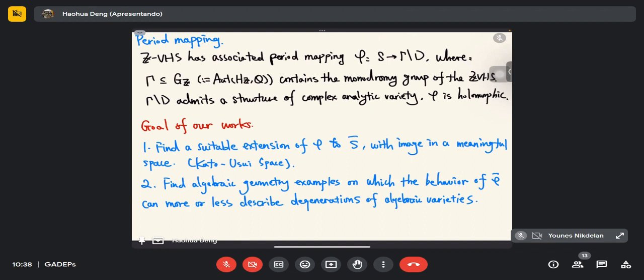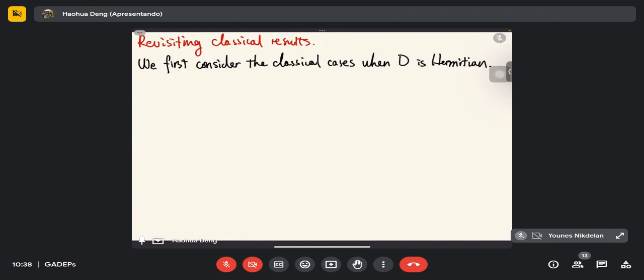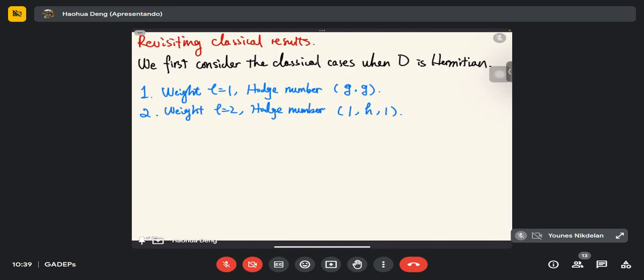Okay, cool. Let's go to some known cases, which are the classical cases. Let's focus on the case when D, the period domain, is a homogeneous symmetric domain. These are called the classical cases. In general, by classical we mean two cases: the first is weight 1 with Hodge numbers g and g, or weight 2 with h^{2,0} equal to 1. This is the weight 2 Calabi-Yau type.